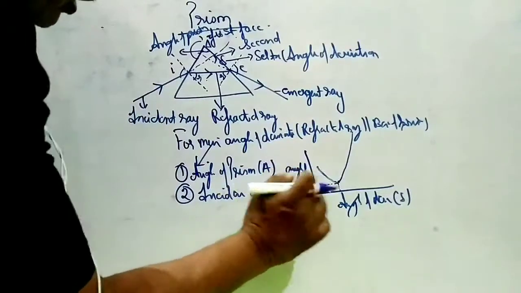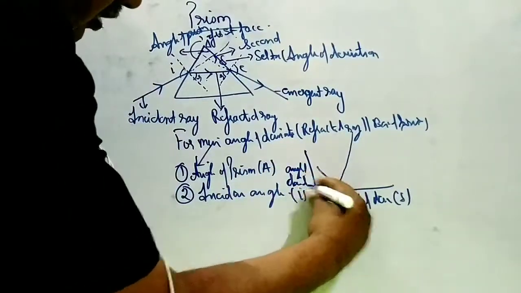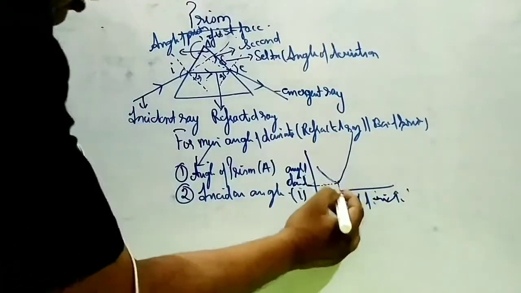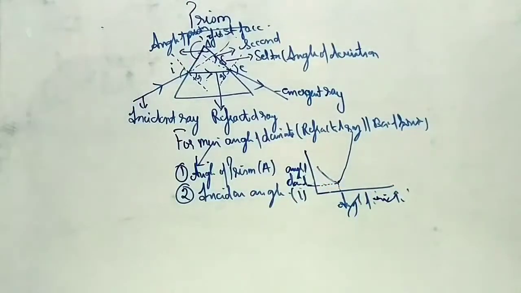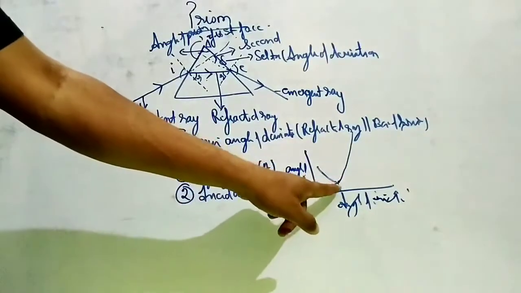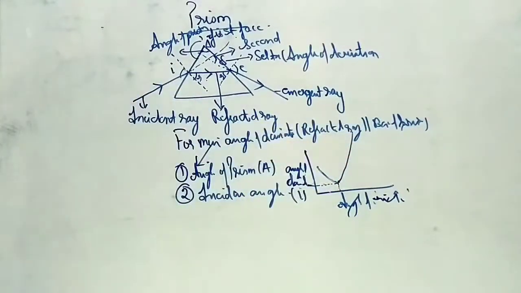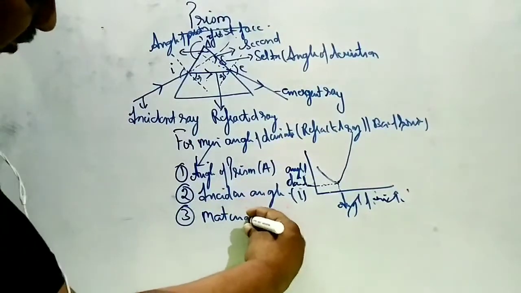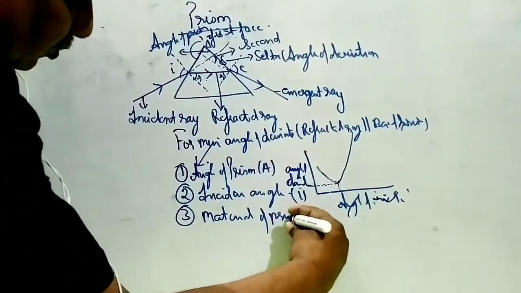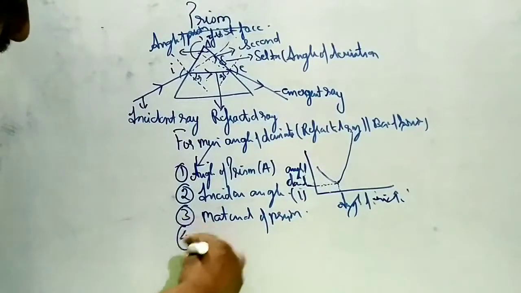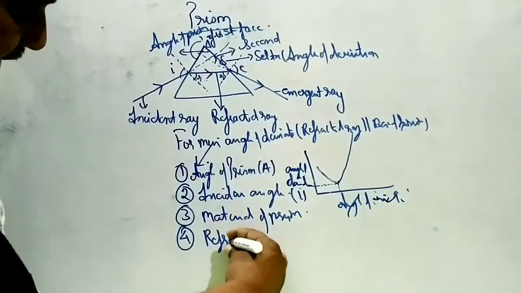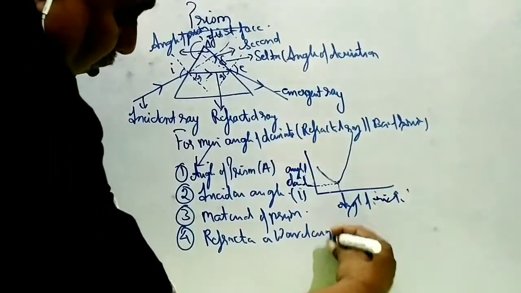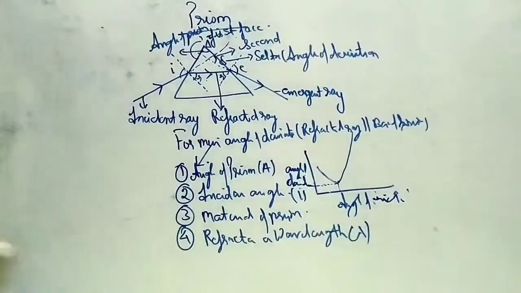Here on this axis you write deviation, and here you write angle of incidence. This will be the minimum angle. So this angle is called the minimum angle of deviation. Number third, it depends upon the material of the prism. And number fourth, it depends upon the refractive index or the wavelength of light.